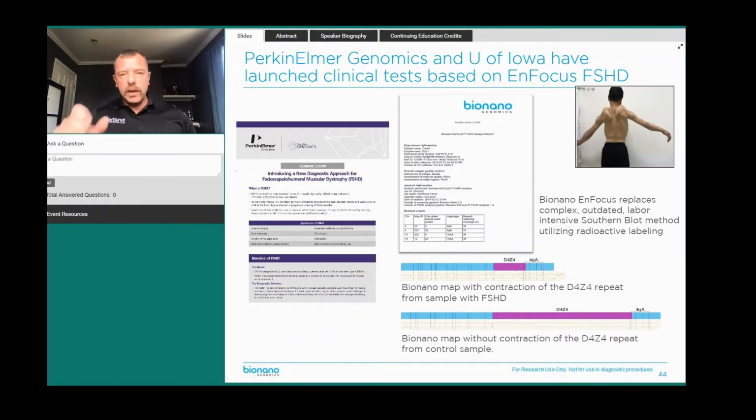As you see there, the magenta part represents the repeat, and you see a contracted repeat on top in a patient sample, and then a wild type repeat in a control sample below that. And our mFocus software generates a summary report with a genotype that can then be used by labs to develop a clinical test. That's exactly what PerkinElmer Genomics and the University of Iowa have already done. University of Iowa is the largest center in North America for FSHD testing, and they are using our technology for that.